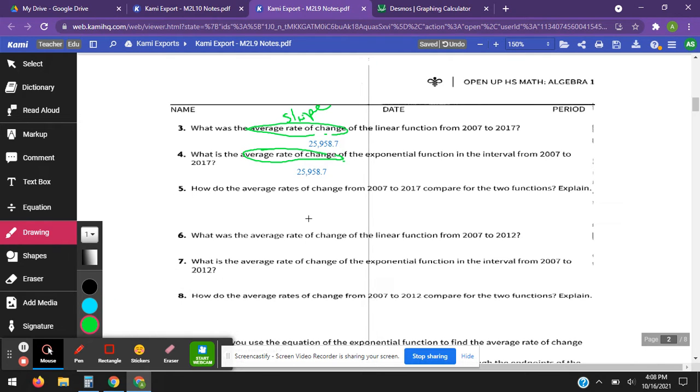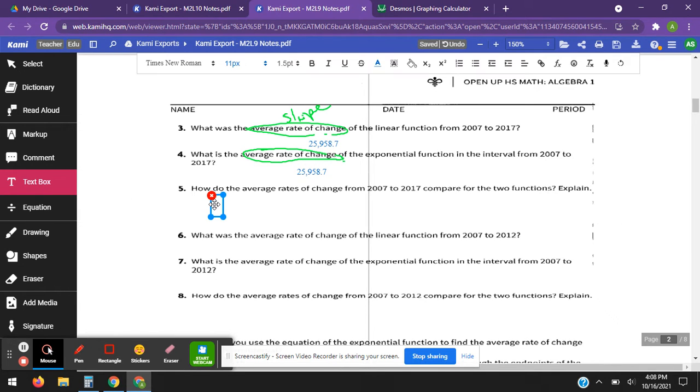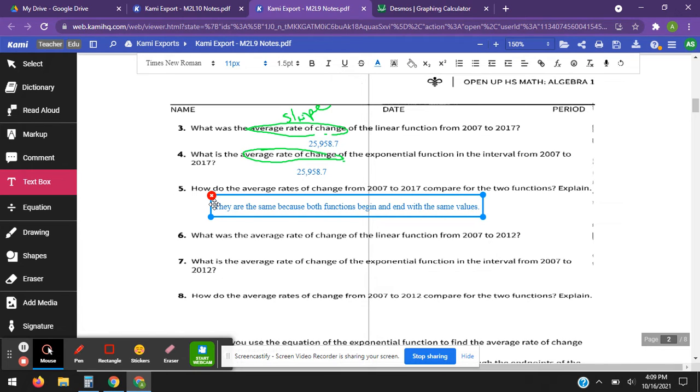So how does that average rate compare between the 2 functions? Well, it's the same, right? Because both functions begin and end at the same values. We're starting in 2007 and ending in 2017.